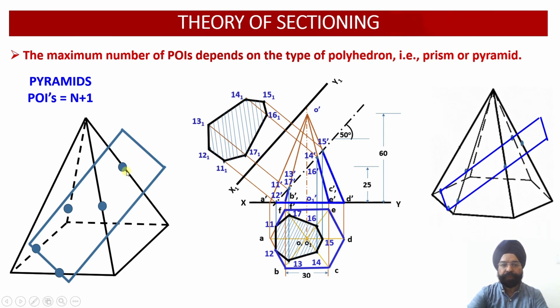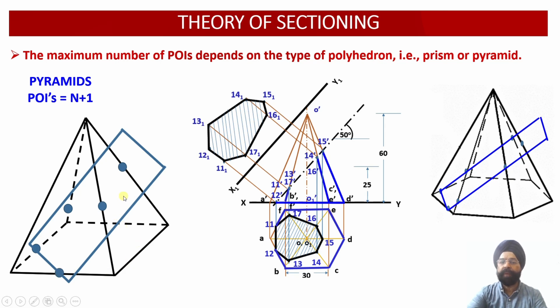But if I am going to cut only 3 slant edges over here, and my cutting plane does not cut the 4th generator or the 4th slant edge, it rather cuts my base. So if my cutting plane passes through the base, it will be cutting 2 edges of the base over there. So that is why 3 POIs are there corresponding to the slant edges which have been cut, and 2 POIs corresponding to the base. So n plus 1 POIs have been obtained.